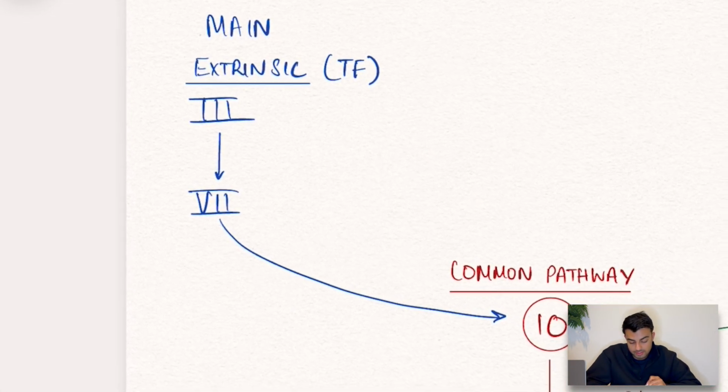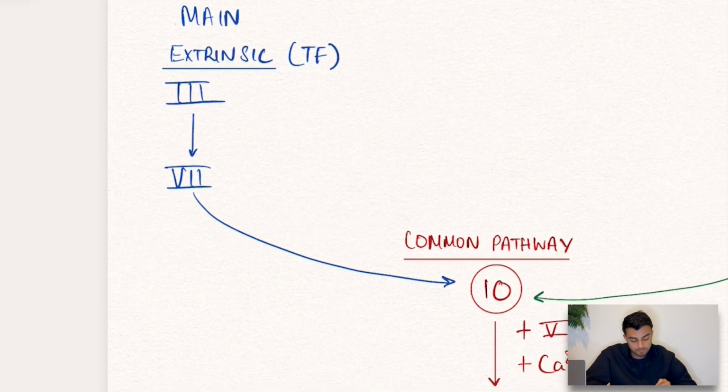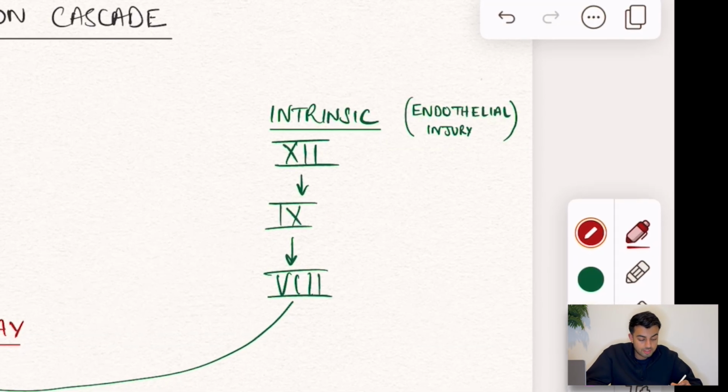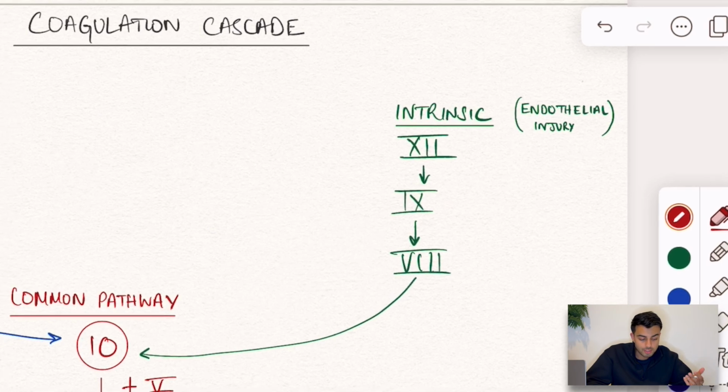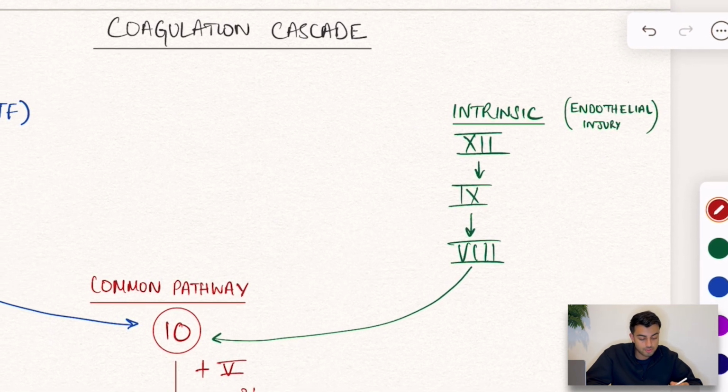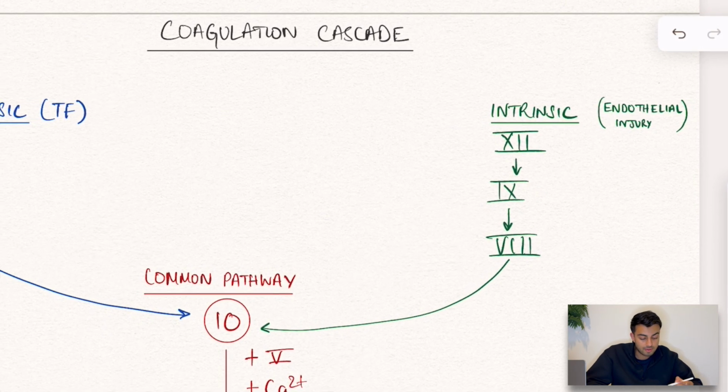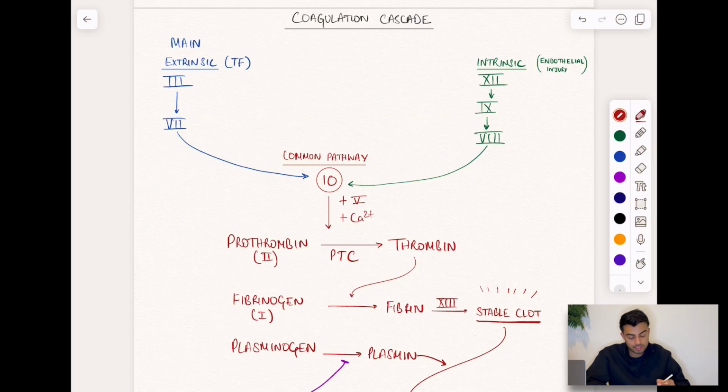It goes on to activate factor 7, which then goes on to activate factor 10. In the intrinsic pathway, you need to have endothelial injury, and when there's exposure of blood to subendothelial cells, it activates factor 12, which goes on to activate factor 9, and then activate factor 8, which goes on to activate factor 10. Factor 10 then starts the process of the common pathway.